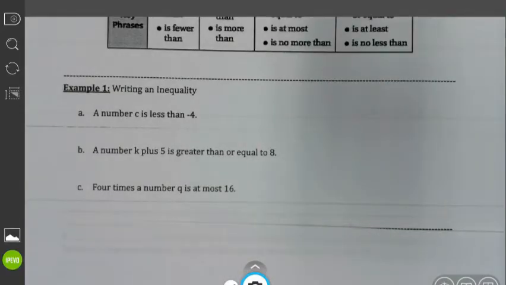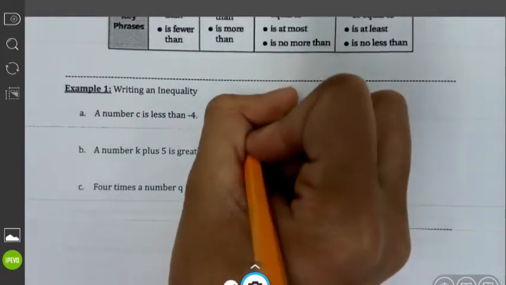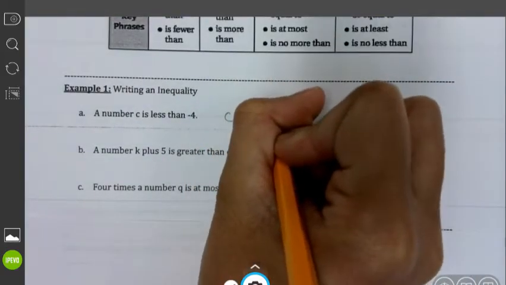Example 1, writing an inequality. A number C is less than -4. So we want to write this as a mathematical statement or a mathematical sentence using an inequality symbol. We just want to put this in symbols. So a number C is less than -4.